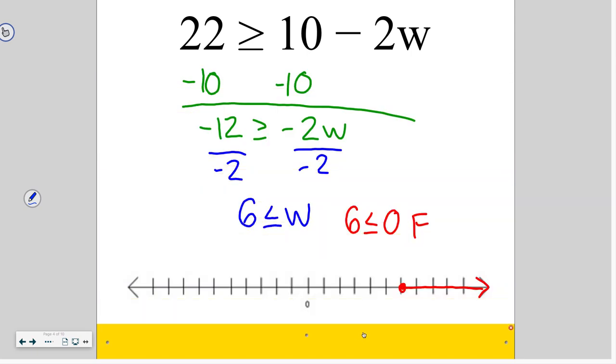Solving first by subtracting 10 and then dividing by -2. Remembering that when you are dividing by a negative, you are flipping that inequality symbol. So you end up with an answer of 6 is less than or equal to w. Closed circle at 6, 0 is false, so that arrow is going to the right.